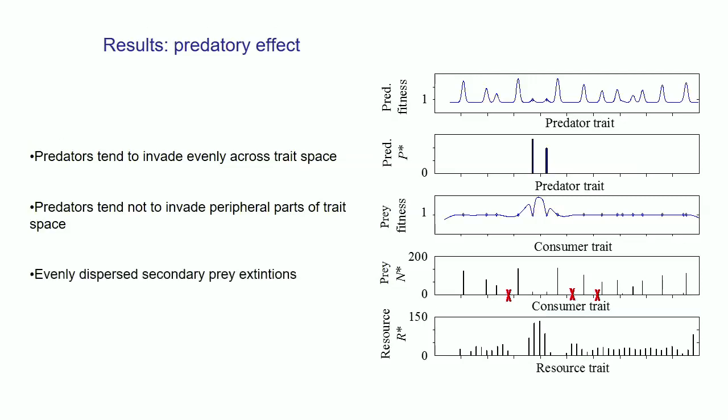And finally, we saw an unexpected effect, and that's these evenly distributed secondary extinctions in prey. We can see that here, where there have been extinctions in prey even though they are not directly affected by the predator. That's due to invasions of predators changing the abundances of the prey, and these kind of secondary competitive exclusions. Those exclusions also tend to be evenly distributed.